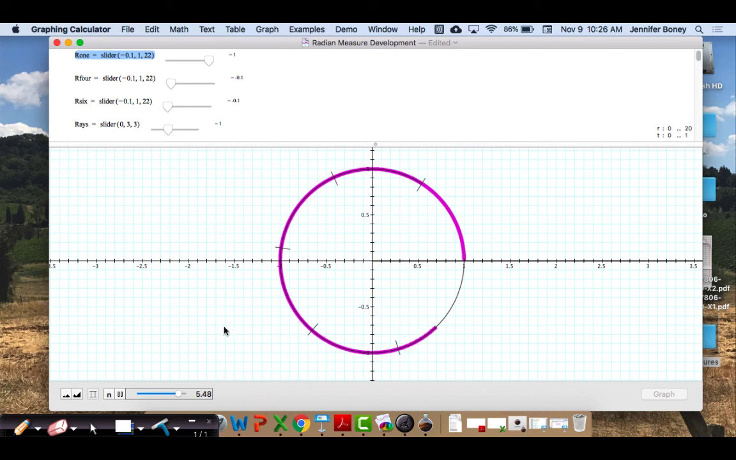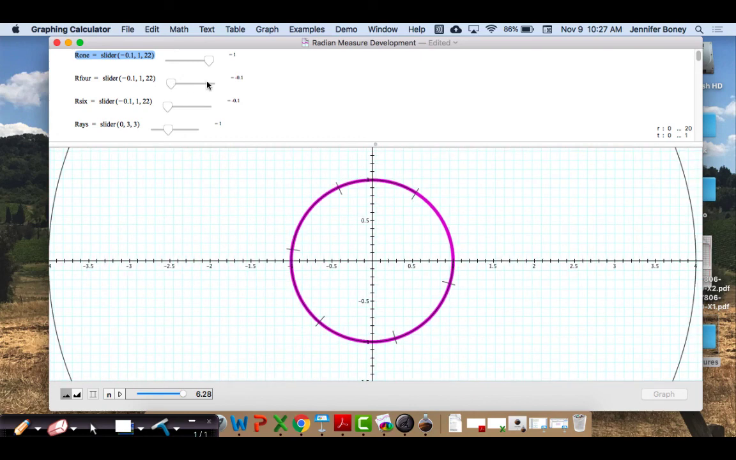6 is almost all the way around. And then, ooh, slow computer this morning. 6.28-ish is all the way around. Exactly 2 pi radius lengths fit around the circumference of the circle, going around the arc that the circle has. So what I mean by it doesn't really matter what size the circle is.